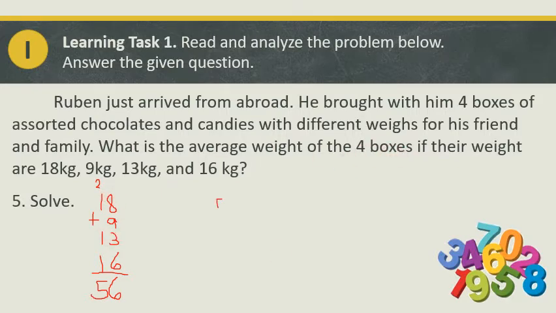So, 56 divided by 4. Okay, so pwede siyang i-divide muna dito sa 5. So, 5 divided by 4 is 1. 1 times 4 is 4. 5 minus 4 is 1. Bring down 6. 16 divided by 4 is 4.